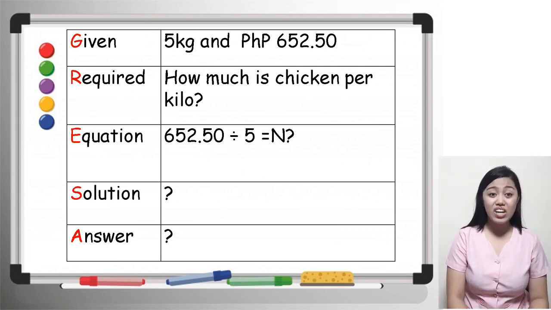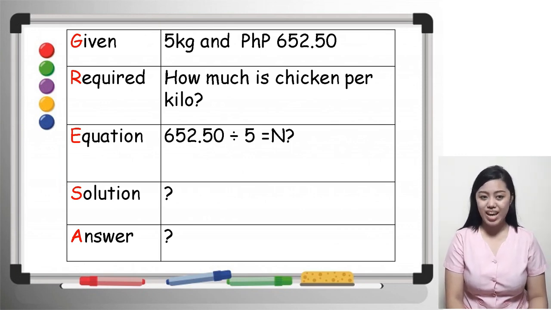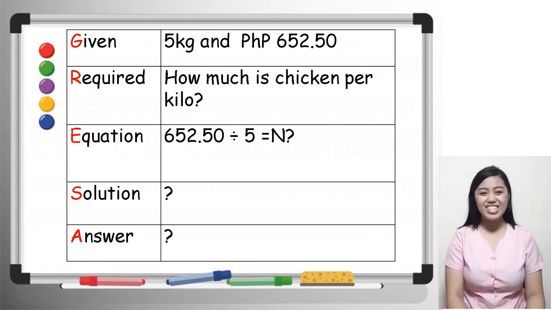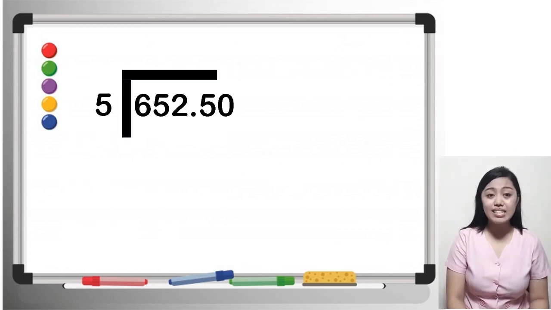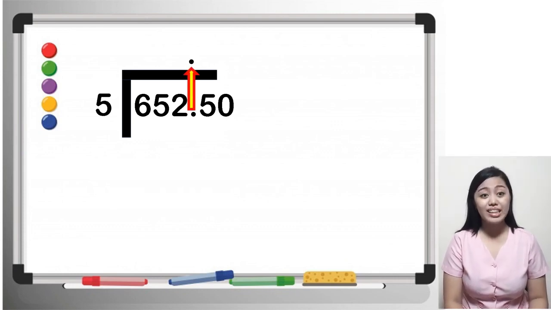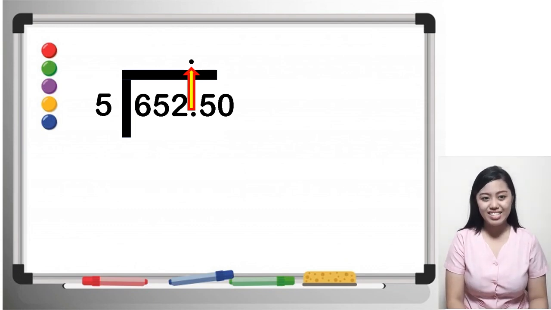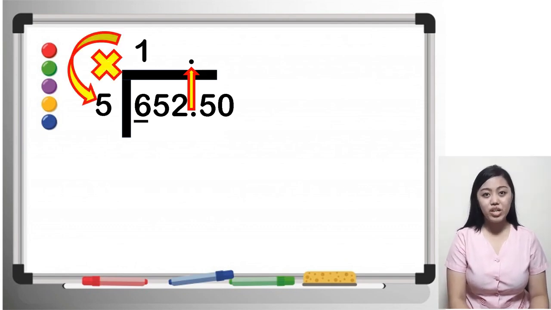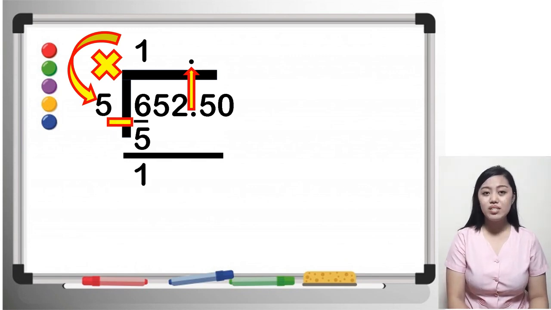Our equation is 652 and 50 hundredths divided by 5 is equal to n. Now we're looking for the solution and, of course, the answer. Let's take a step-by-step process. The first thing we should do is to place the decimal point and make sure that it is aligned with our dividend. Next, 6 divided by 5 is equal to 1. Use the multiplication process: 1 multiplied by 5 equals 5. Next step, 6 minus 5 equals 1.